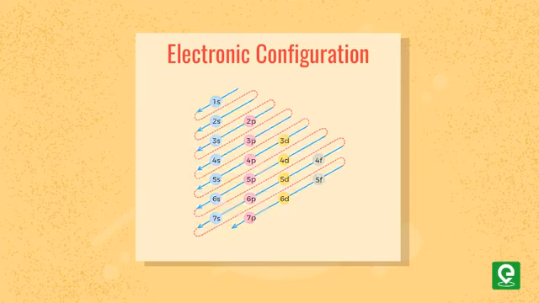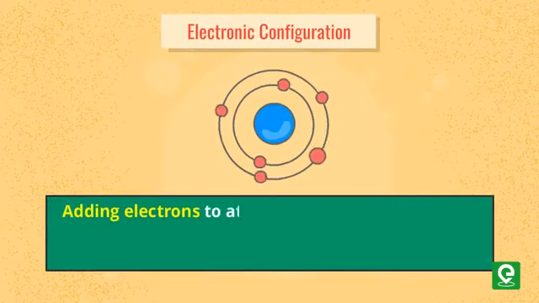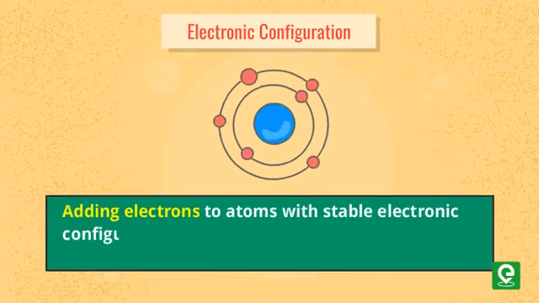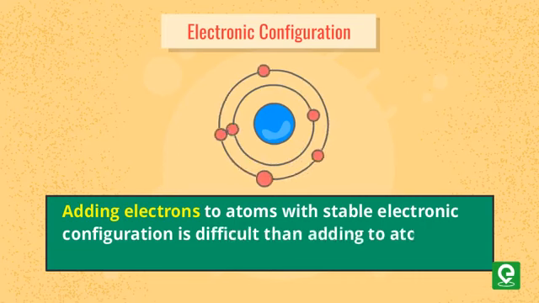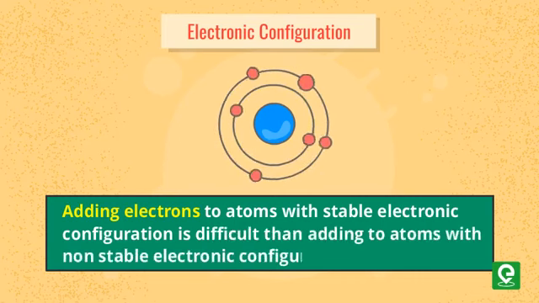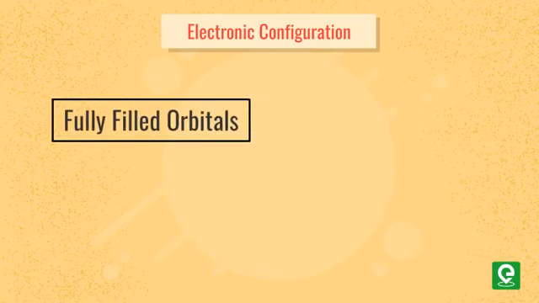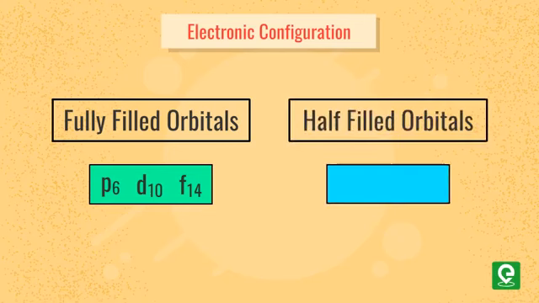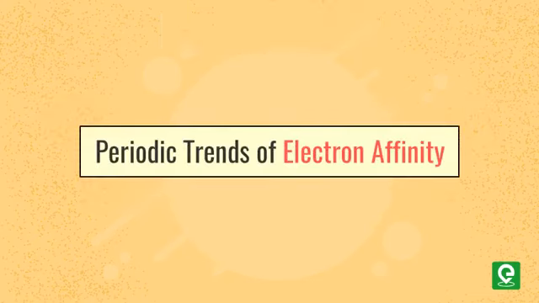Electronic configuration: adding electrons to atoms with stable electronic configuration is more difficult than adding to atoms with unstable electronic configuration. The stability of the configuration having fully filled orbitals p6, d10, f14 and half-filled orbitals p3, d5, f7 is relatively higher than that of other configurations. Let's look at the periodic trend of electron affinity to clearly understand the effects of these factors.